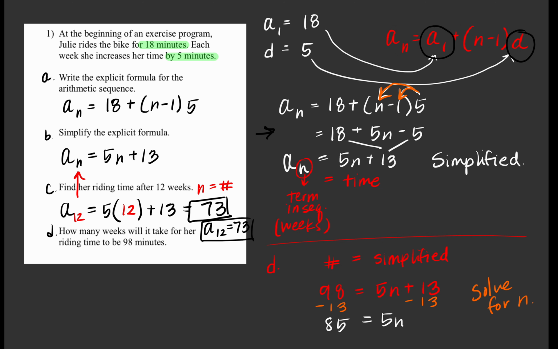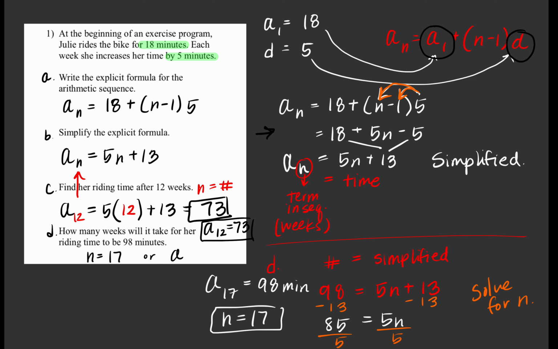Then we're going to divide by 5 on both sides to get n by itself. n is equal to 17. This is saying A of 17, so 17 weeks, is equal to 98 minutes. On the test, you will show me all of this work, and you will tell me n is equal to 17, or, for a better answer, I would like A of 17 is equal to 98.